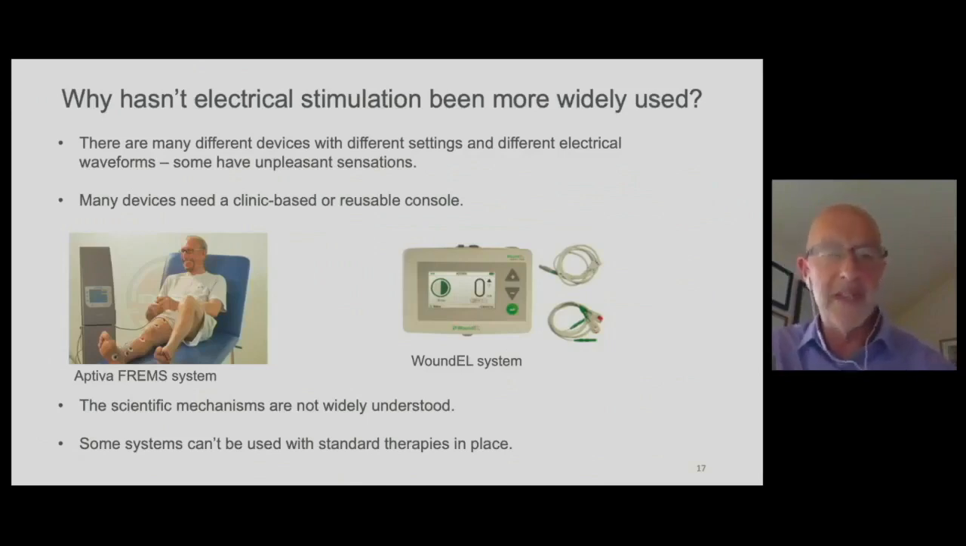Well, I think there are a number of reasons for that. One is that there are many different types of devices, and many of them need an experienced operator to use, to know what voltages to apply. There are different waveforms, and some of them have unpleasant side effects like muscle twitching or temporary pain. Many of the devices need a clinic base or a reusable expensive console. So the patient actually has to go into a clinic to get the therapy. The scientific mechanisms are not widely understood.